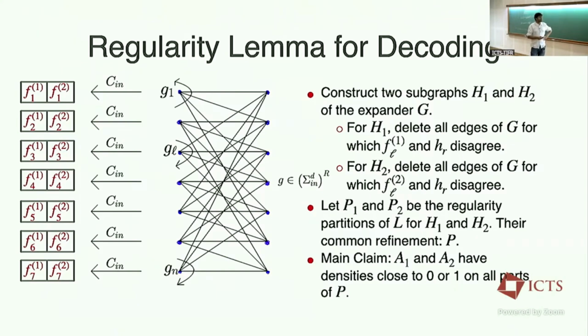So we construct these two graphs, H1 and H2, that can clearly be constructed algorithmically. You find these P1 and P2, maybe take their common refinement, and then A1 and A2 are just going to look like either all 0 or all 1 on each part. It's never going to be roughly balanced. So this is some sort of combinatorial rigidity property that we show.